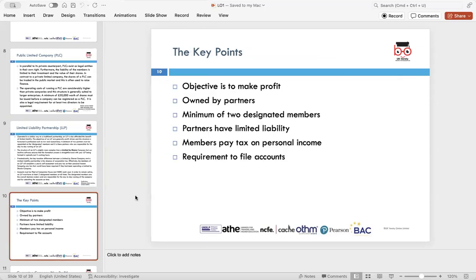Key points: in order to achieve the objective of making a profit, the business is owned by partners. There must be a minimum of two designated members. Partners are subject to limited liability. Members are required to pay tax on their personal incomes. There is a requirement to file accounts.